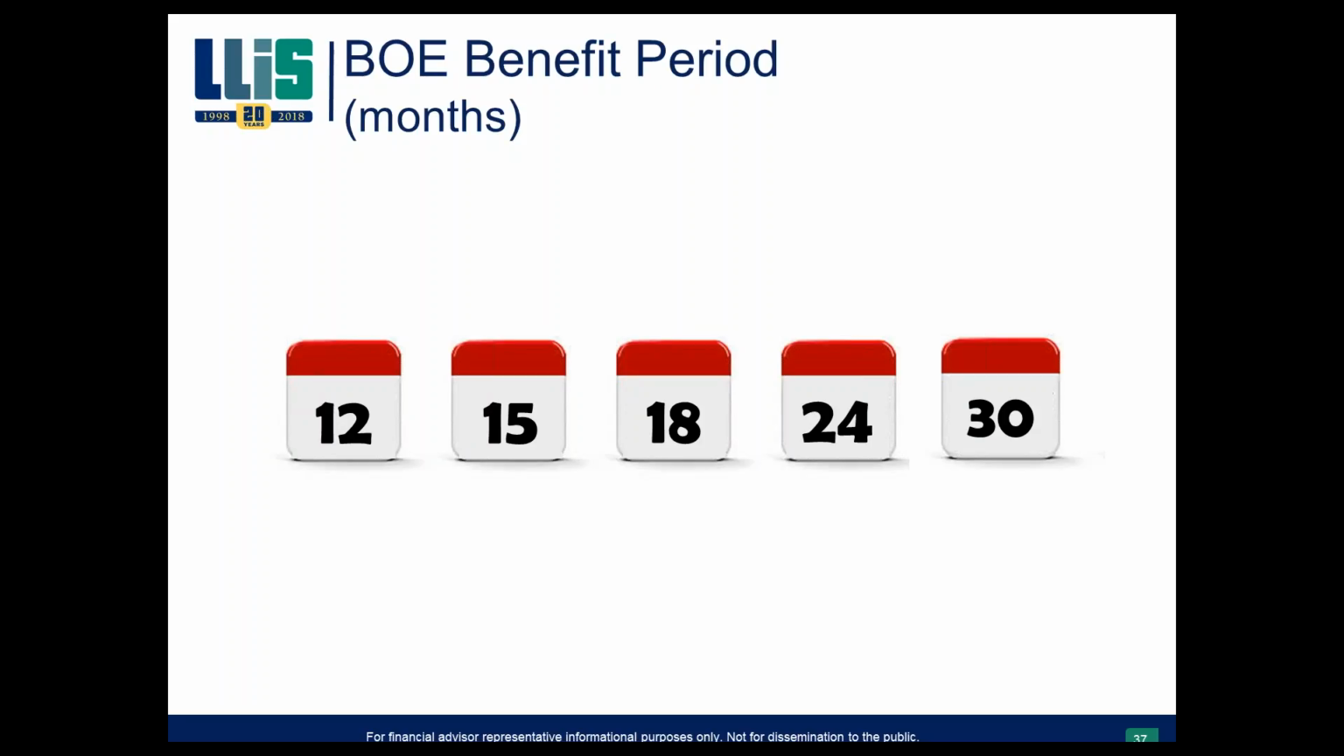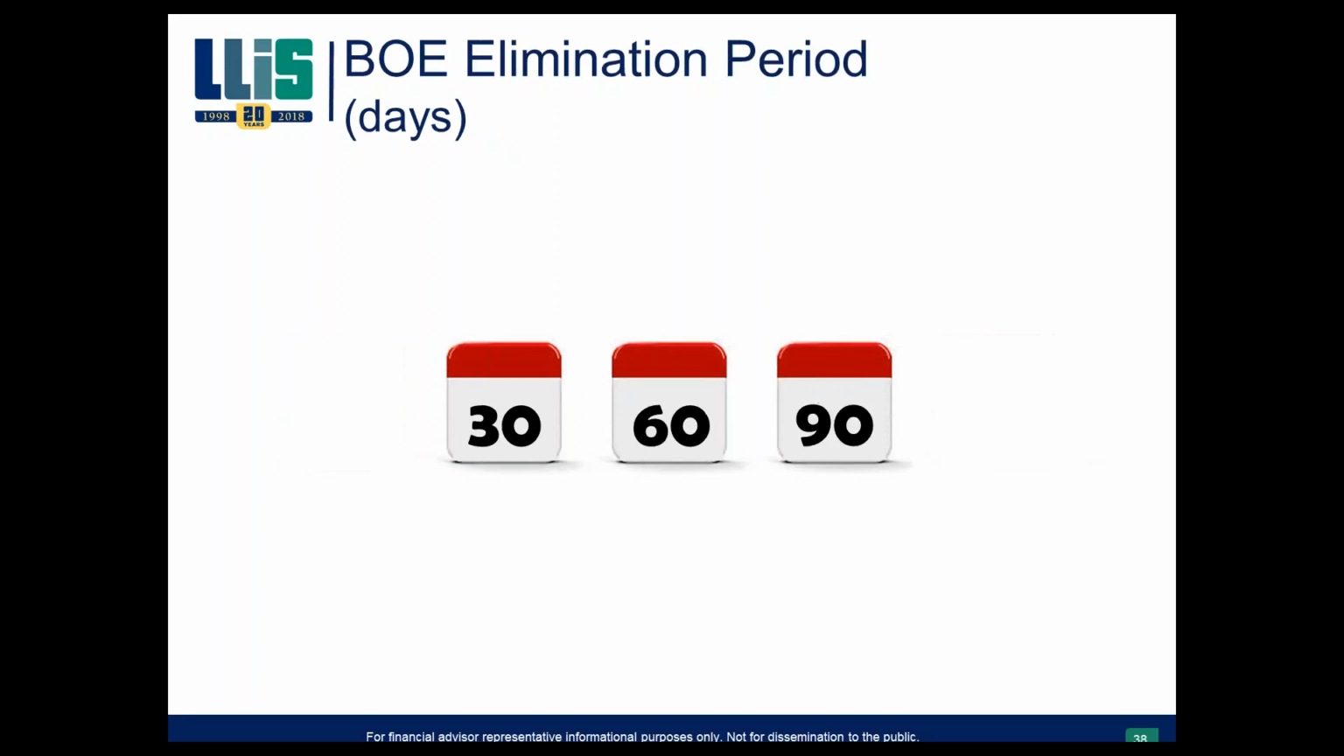Now, the benefit period doesn't go all the way to age 65. It has a limited benefit period because basically if the owner isn't back in 24 to 30 months, chances are he's not going to make it back at all. So that's why you're not going to see a very long benefit period.